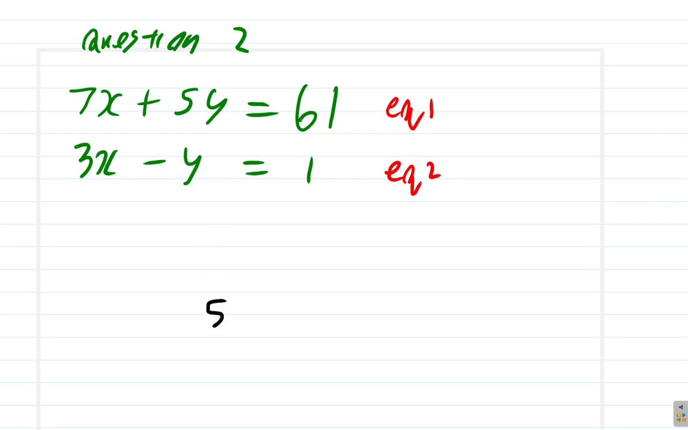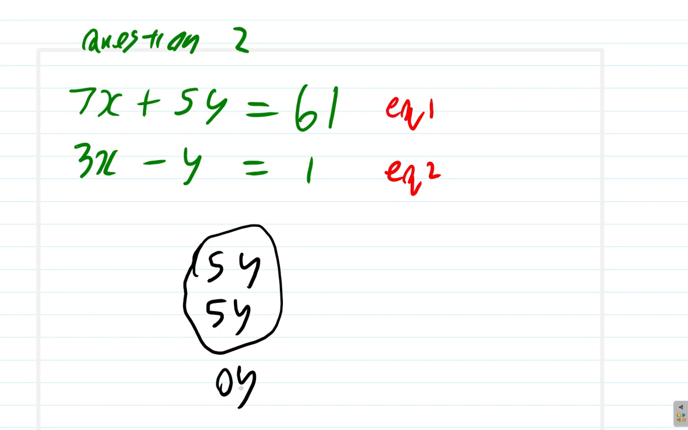That equation has a 5y in it. Remember, equation 1 has a 5y. You can see it here. If we get another equation with a 5y, then we could subtract these two. 5y minus 5y is 0y. See that? So, let's see how we can do that.